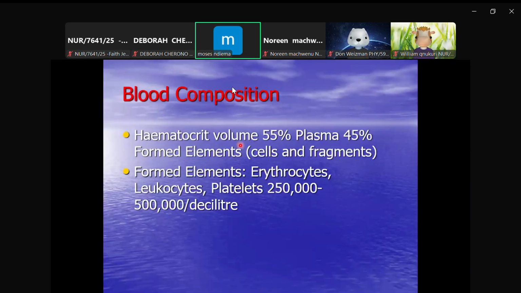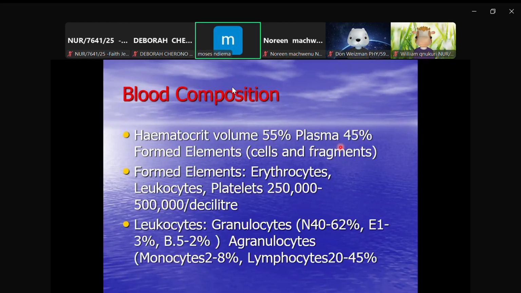Normally in a hematocrit, the red blood cells will settle right at the bottom. Then we have the plasma, and we have what we refer to as a buffy coat. A buffy coat is a very thin layer of white blood cells. Of the leukocytes, we'll be looking at their details, but they're usually referred to as granulocytes. These are the ones which have granules in them.